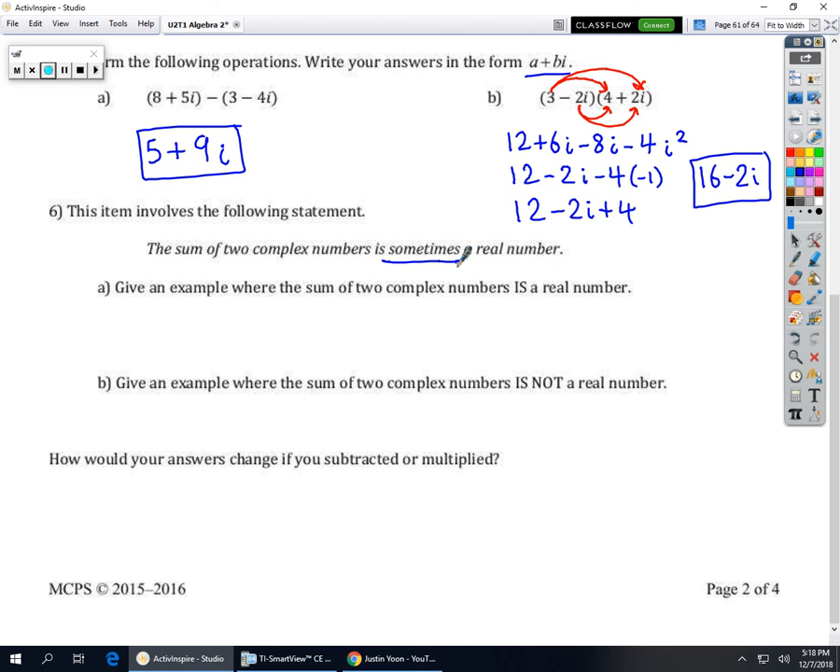Okay. Let's pick an actual complex number, a hard one. How about 3 plus i? That is a complex number because it has i and it's added to something. And let's add it to, how about 3 minus i? So if I do this, what do I get? 3 plus 3 adds to 6. i plus negative i, the positives and negatives will cancel out, leaving just the 6.